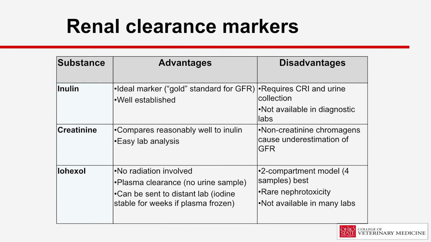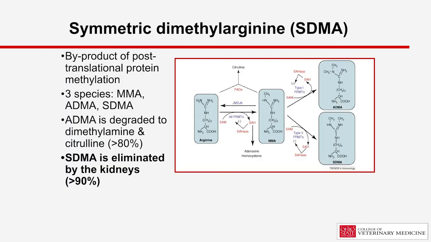But there is a relatively new one called iohexol clearance, and the beauty of that is all you've got to do is give the iohexol, and you draw 2 blood samples from the animal, at different times depending on whether it's a dog or cat, send it to the lab, and you don't need any urine. And they come back with a number that's the iohexol clearance, which is an indicator of GFR. So that's a great test. The disadvantage of that is very few labs offer that, but some do. And the iodine is very stable in the mail, so you can send it to a remote lab.